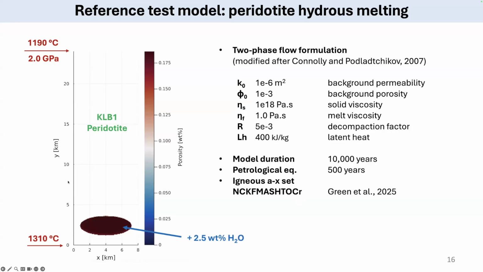And here on the left, you can see a column of the reference model. This is basically like a section of the mantle that is 24 kilometers thick and 8 kilometers wide. At the top, the temperature is set to be 1190 degrees and the pressure at 2 gigapascal. And at the bottom, we have a temperature of 1310 degrees. So to start the porosity wave, the melt ascent, I just add 2.5 weight% of water in the system.